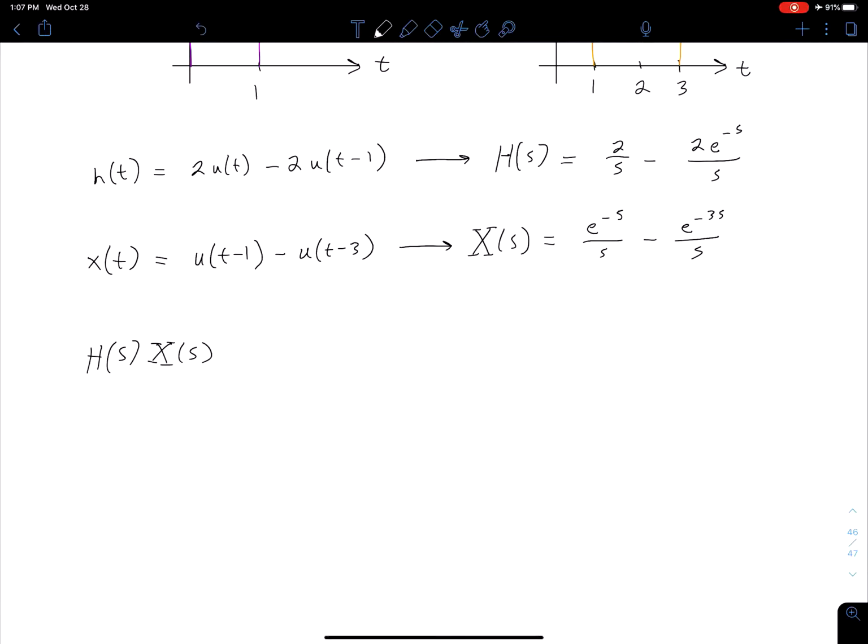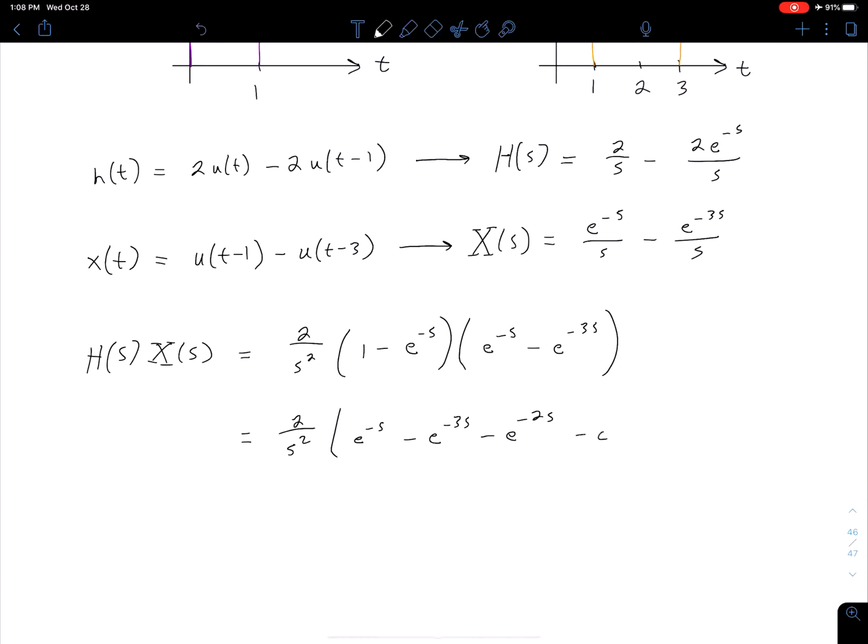And so remember, the order doesn't matter because of our commutative property. And so this is going to be equal to, so let me factor out a couple common terms. So we see all of these terms have an s, and we also have this 2 term in our h. So what I can do then is I can factor out a 2 over s squared, and then our remaining terms for our h are 1 minus e to the minus s, and the remaining term in our x of s is e to the minus s minus e to the minus 3s. So multiplying that out, we have this 2 over s squared out front still, and then we have an e to the minus s minus e to the minus 3s minus e to the minus 2s, and then minus e to the minus 4s. And so I've just used the fact that when you multiply exponents, you add the exponents together.